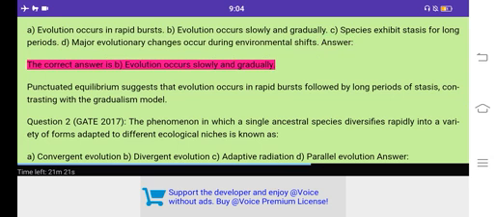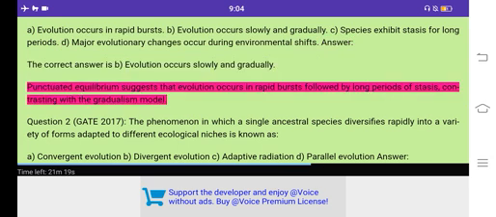Answer. The correct answer is B. Evolution occurs slowly and gradually. Punctuated equilibrium suggests that evolution occurs in rapid bursts followed by long periods of stasis, contrasting with the gradualism model.